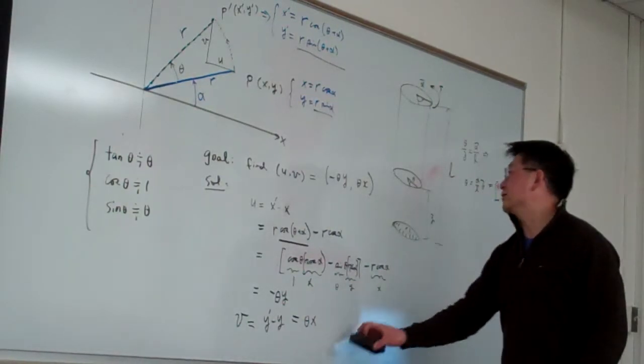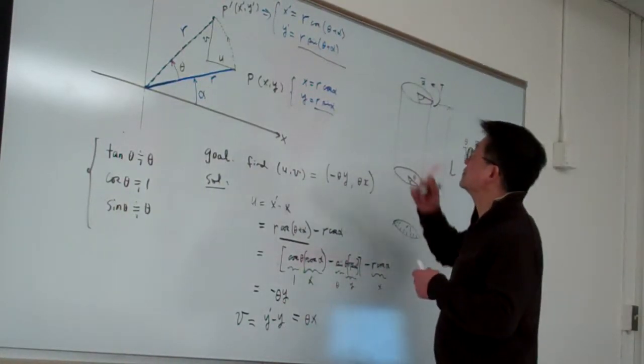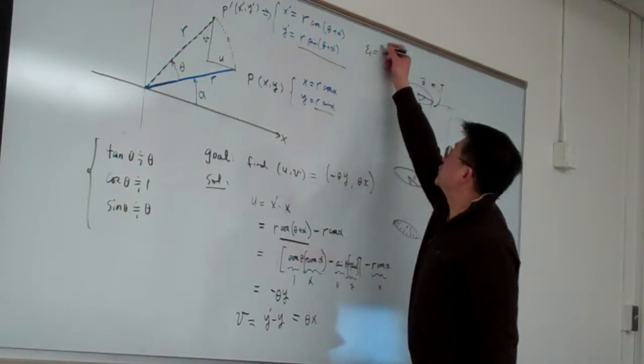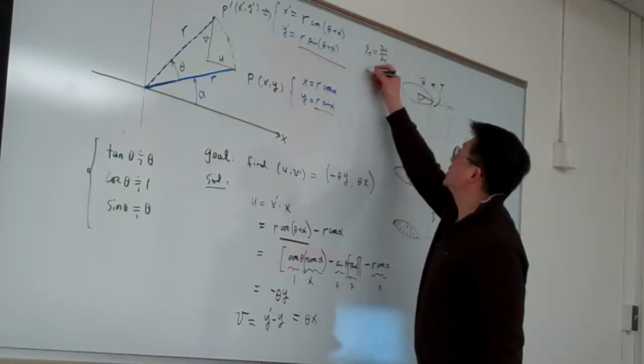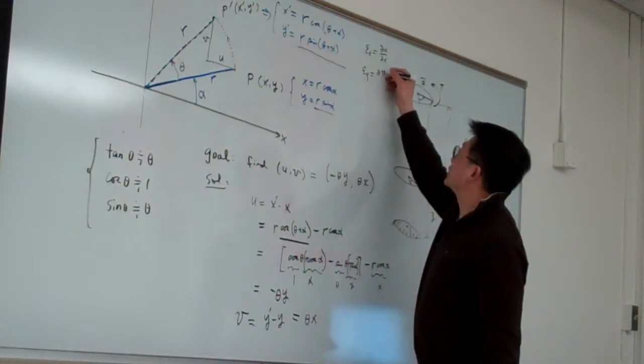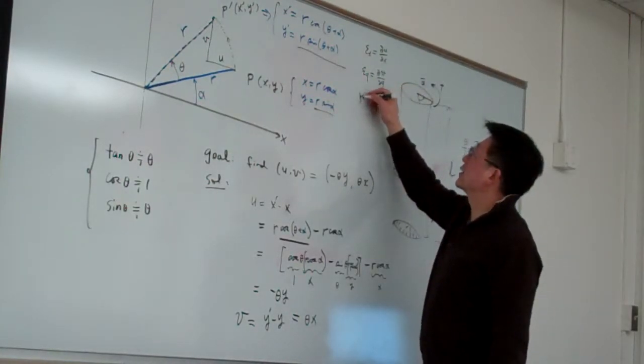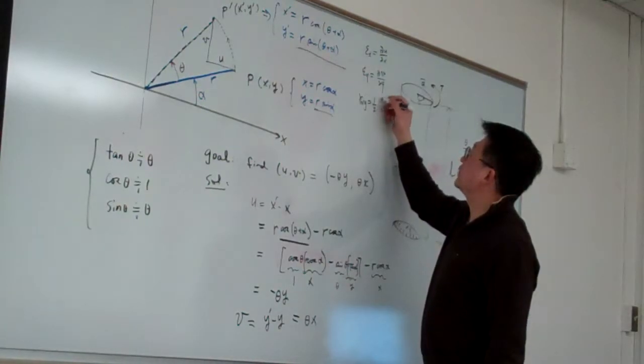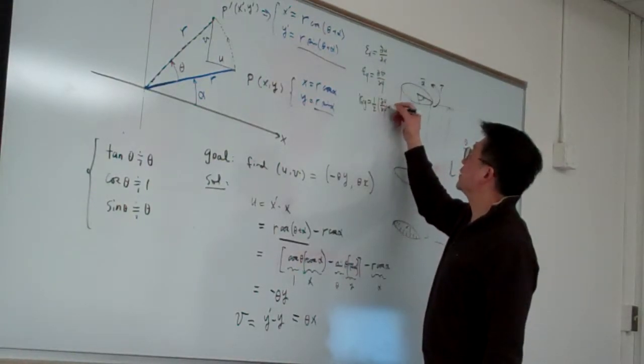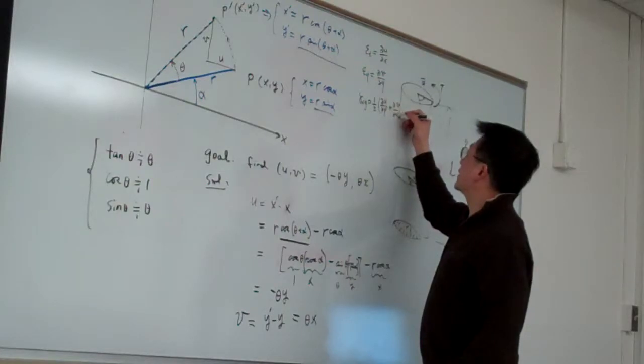How to determine the strain? Epsilon x equals partial u, partial x. Epsilon y equals partial v, partial y, right? And then gamma xy equals 1/2 times partial u, partial y plus partial v, partial x.